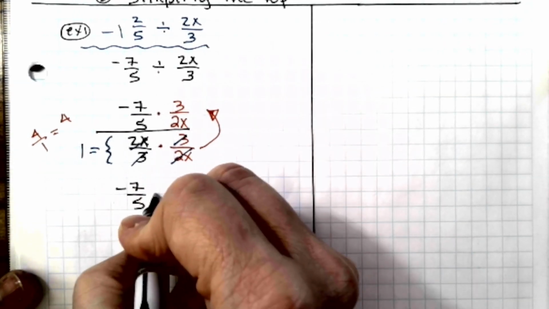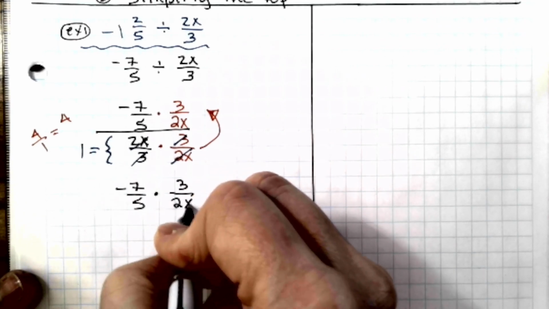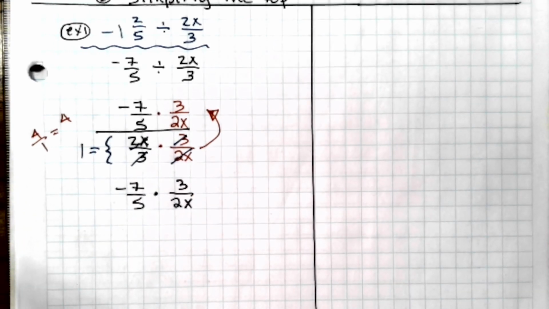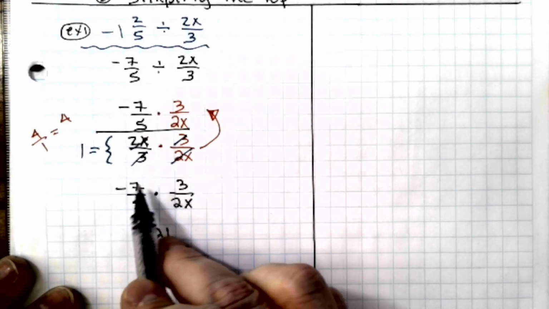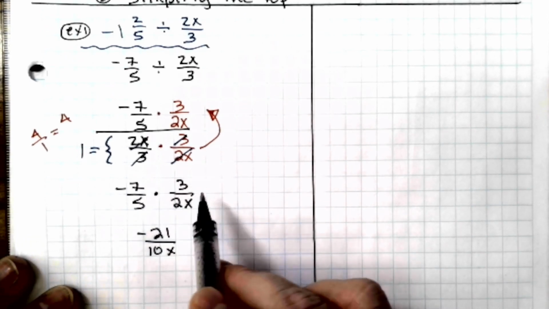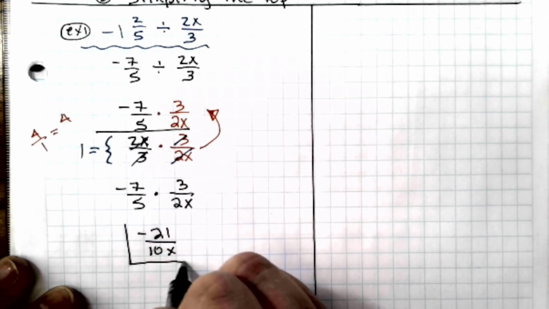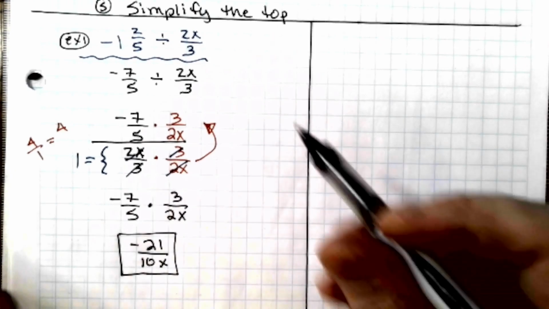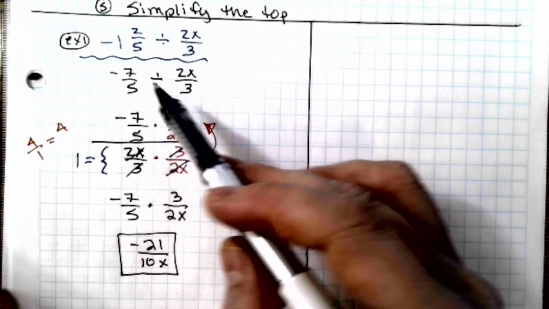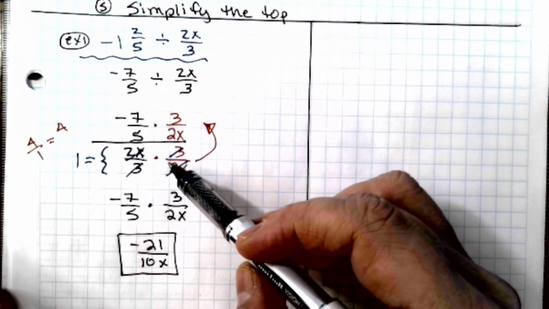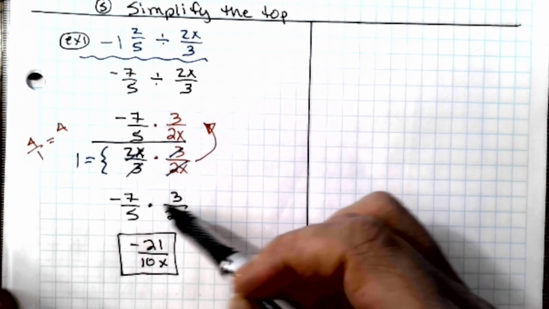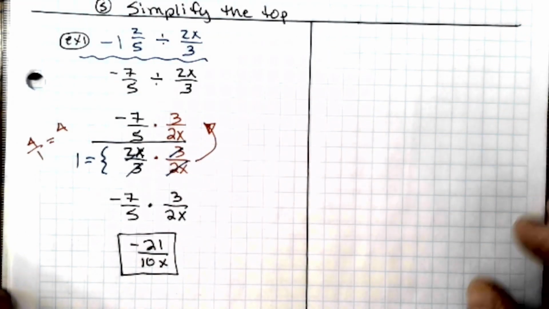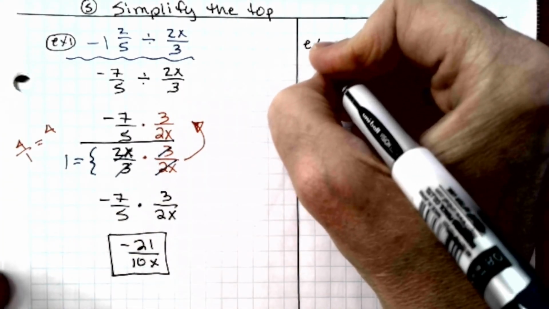On the top, we have negative 7/5 times 3 over 2x. And this is just straightforward simplifying, multiplying fractions. Multiply straight across. You get negative 21 over 10x. And you can tell looking back a step, there's no prime numbers that are going to divide out. So that would be your answer. So again, switch mixed numbers to improper, stack them up, multiply the bottom by its reciprocal, multiply the top by the same reciprocal, the bottom cancels out, and you just do the top. That's the whole process. All right, let's do one more example.